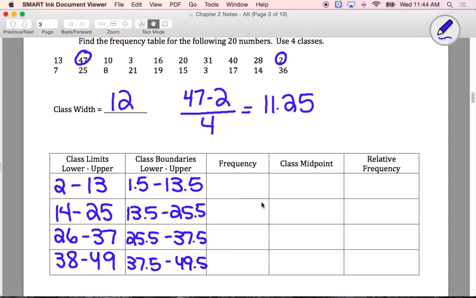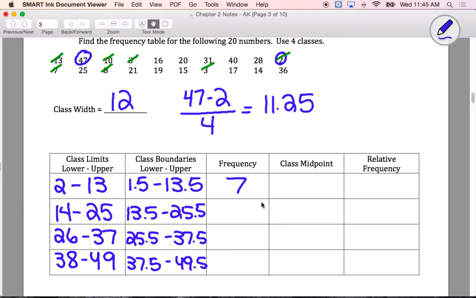Now when you go through these, it might be better to use different colors as you mark off, just so you remember which ones you've marked off. So for instance, if I look at my list here, I know that we have 13, 7, 8 and 10, 3, 3, and 2. So if I count 1, 2, 3, 4, 5, 6, 7. There are 7 numbers in that group that fall into the first row.